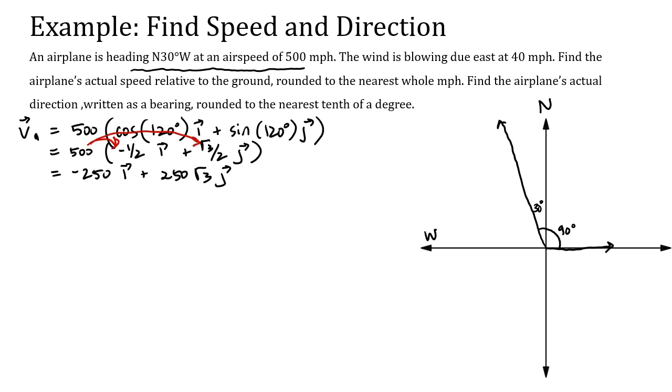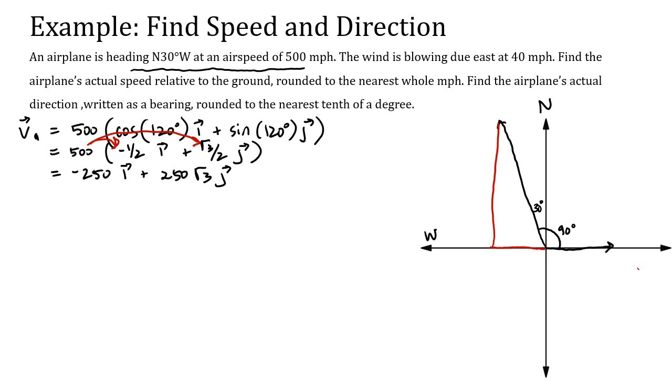Okay, so here's what that's saying. That's saying that this plane, if I start at the origin, the position vector that represents this vector is me going to the left, or toward the west, 250 units, and then going up 250 square root of 3 units. That's how I get to that vector.